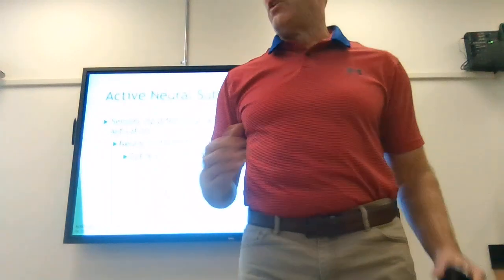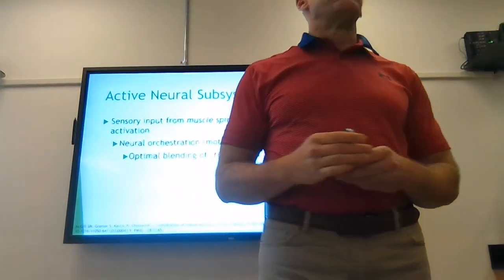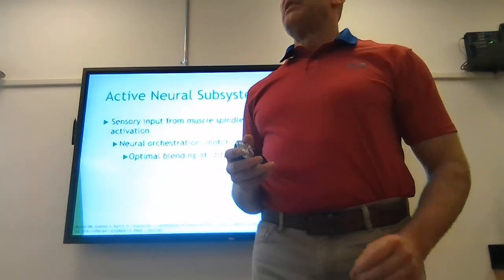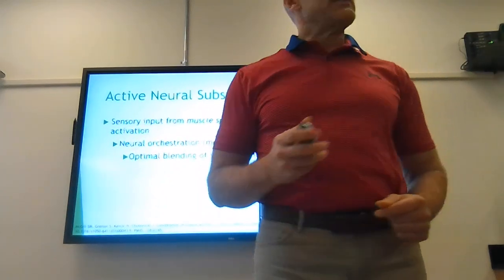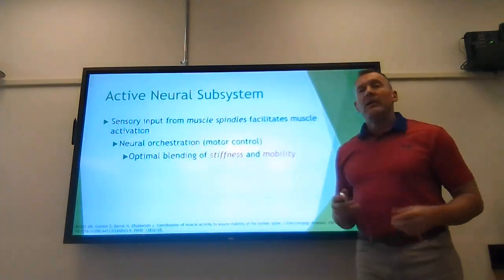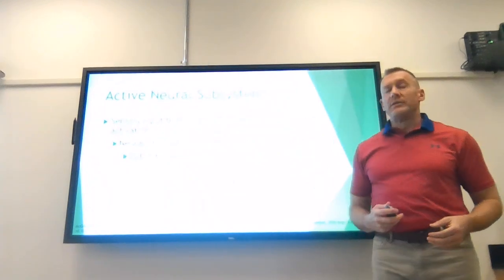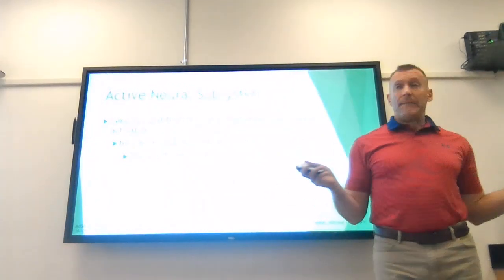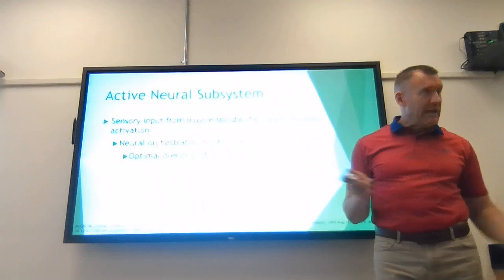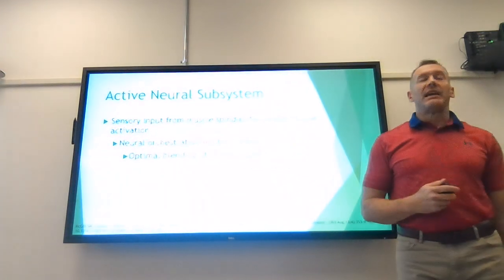Your nervous system is the ultimate multitasker. So it can activate some muscles, it can inhibit some muscles, and then the next instant it reverses its strategy. The nervous system is incredible, taking all of this sensory input from muscle spindles. What's the other proprioceptor? Golgi tendon organs, and creating this optimal blending of stiffness and mobility.